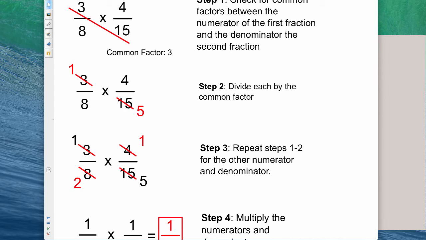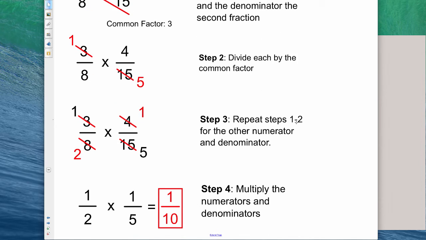That's the second step, is to divide each one by its common factor. Step 3 says to repeat steps 1 and 2, but for the other diagonal, 4 and 8. 4 and 8 have a common factor of 4. 4 divided by 4 is 1. 8 divided by 4 is 2.